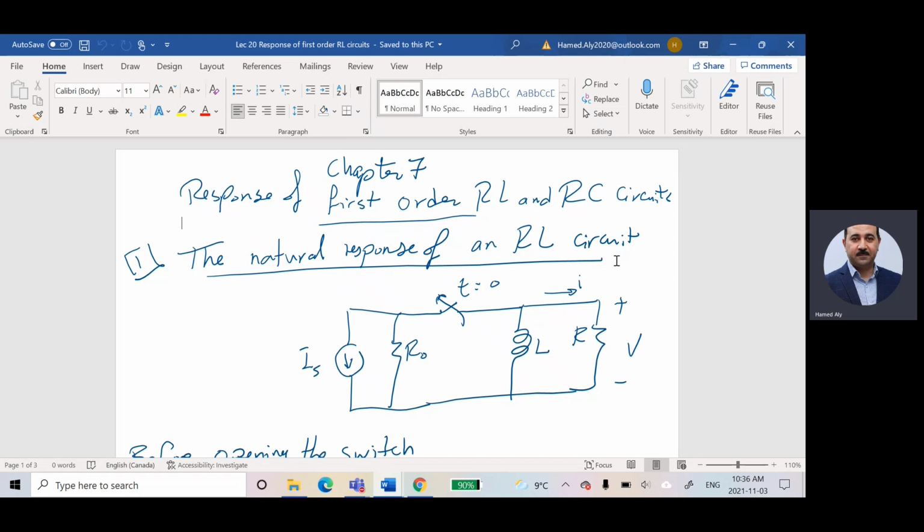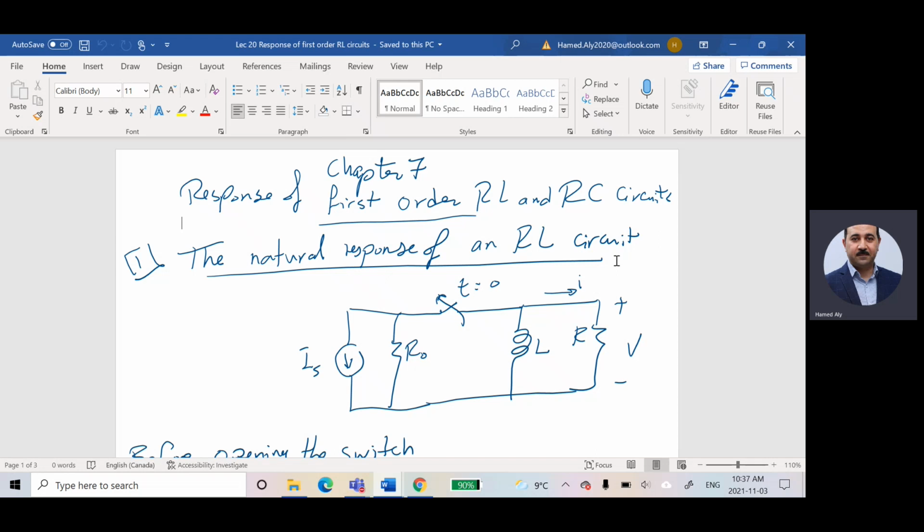I also told you that we have forced response. Forced response means the capacitor is feeding the circuit, but with the help of another source, a voltage source or current source, and the same for the inductor. We haven't started talking about step response or forced response yet, but in the previous class I started talking about the RL circuit in the case of natural response.